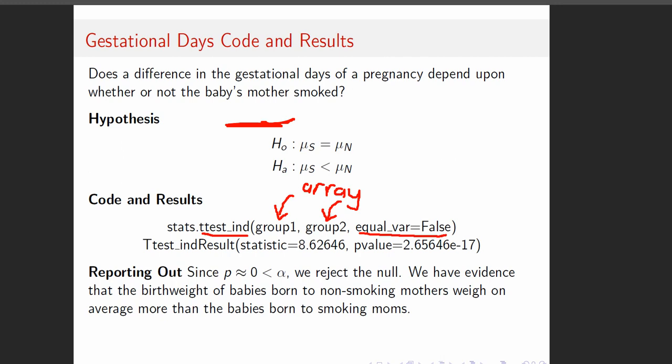And gestational days, the number of days the pregnancy lasts. If we did do that, we would end up with a test statistic around 8.6 and a p-value of 2.656 times 10 to the negative 17th. And we would have p less than alpha, so we would reject the null. So the key things to remember are how to use this particular function, ttest_ind, and the big thing to remember is that we need array data for both groups to go in. So we're going to have to use a dot column to pull that array data down out of the table.